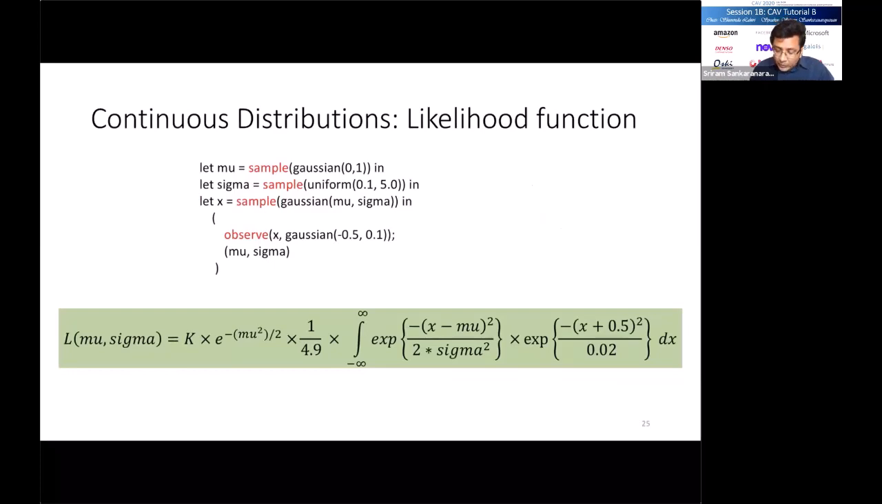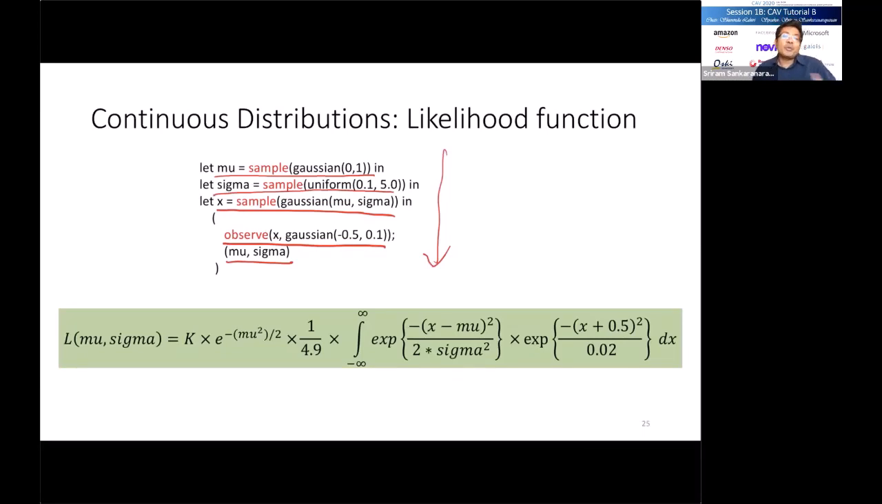Well, in this program, you see that there is only one control path. I take a sample for mu, I take a sample for sigma, I take a sample for x, I observe, and I return. So it's a straight line program, even though it's written in a functional style. I hope that's not a problem. In this situation, you can write down a likelihood density for this program. You can say, what is the likelihood of returning mu and sigma?